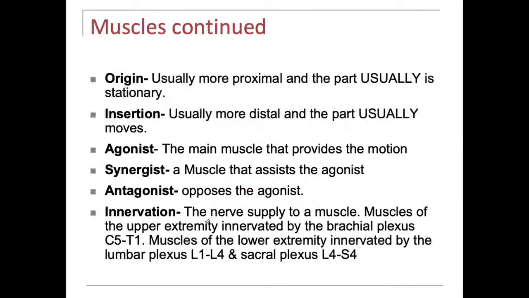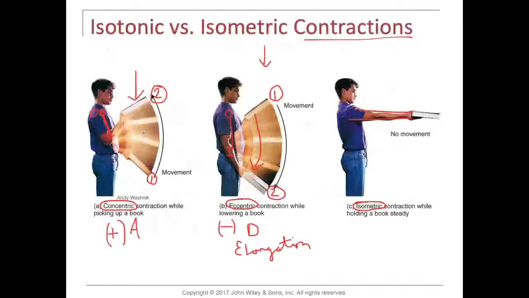In isometric, the tension is never strong enough to exceed the resistance, so there never is a change in the joint angle. Now, you heard me use the word origin and insertion. These are both attachment sites of muscles. One is usually more proximal, whereas the other is usually more distal. The origin is more proximal, the insertion is usually more distal. And the origin is the part that usually stays still, whereas the insertion is the part that is usually moving. So if we look here, the insertion is moving. That's the forearm. Whereas the origin up here was staying still in both of them.